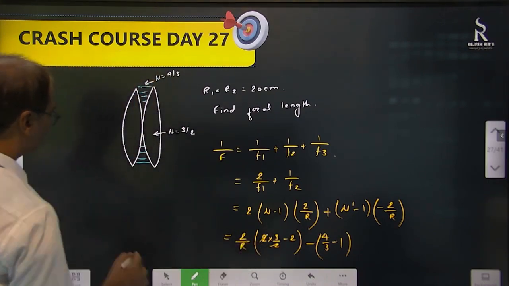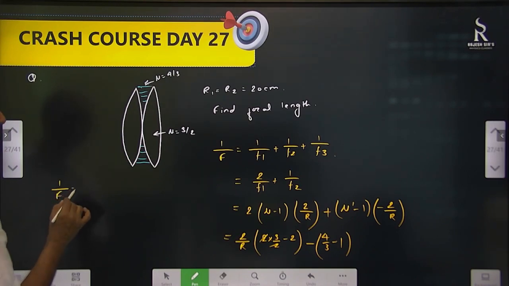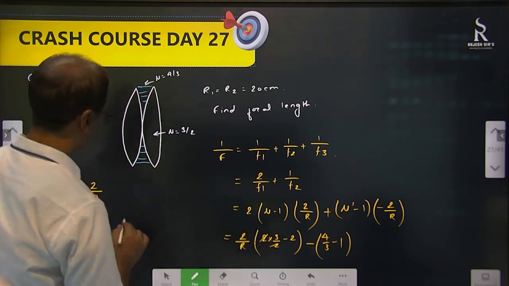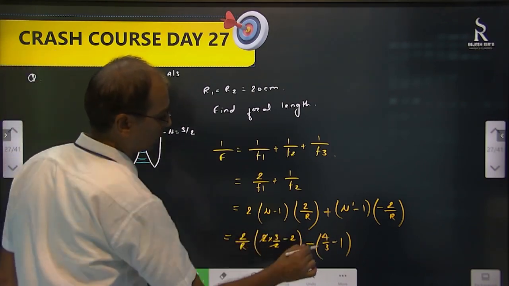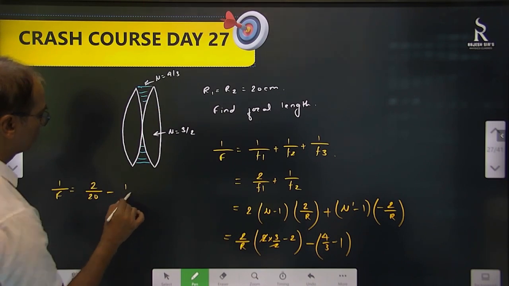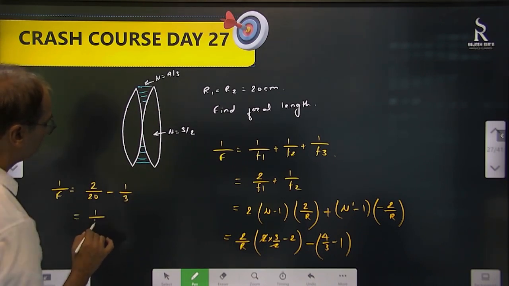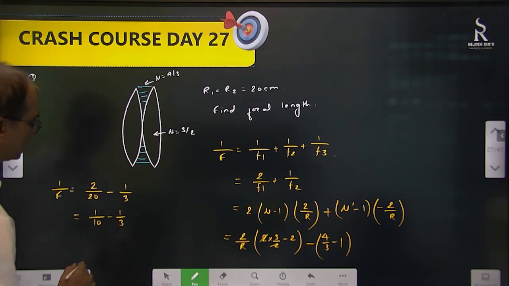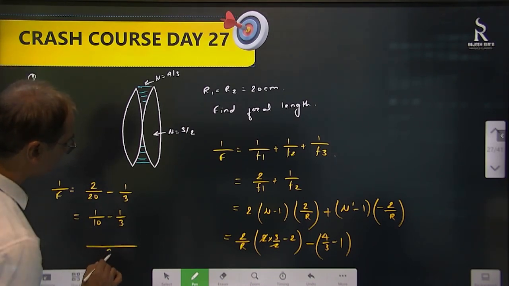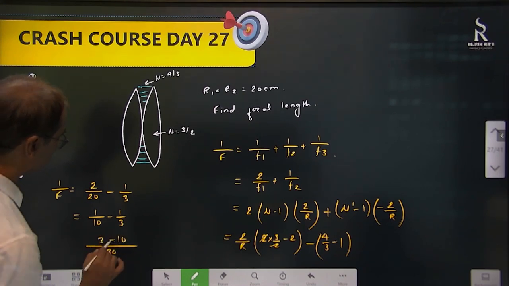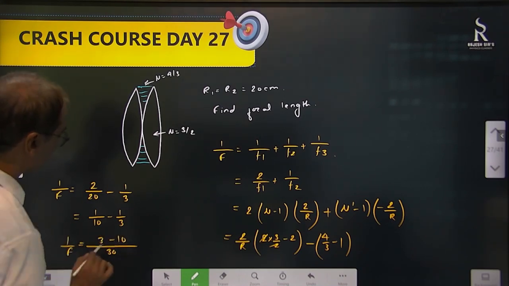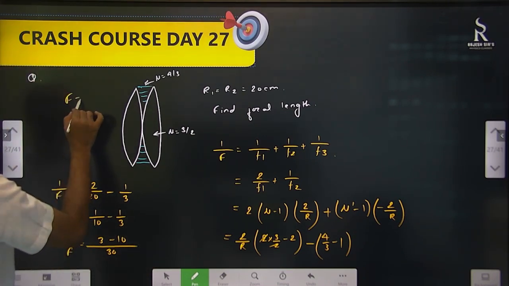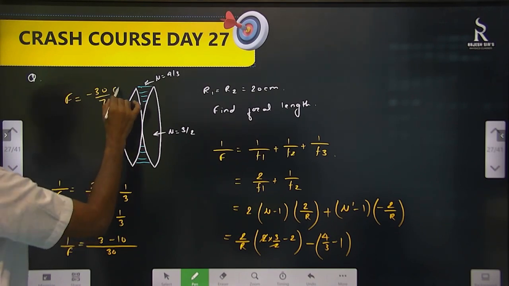So it is actually 1 by f equal to 2 by 20 centimeter. This is 1. Now minus 4 by 3 minus 1, that means 1 by 3. So 1 by 10 minus 1 by 3, that means it's going to be a concave lens because focal length is coming negative. So this will be what, 30? 3 minus 10. So focal length is minus 30 by 7. It's a concave lens.